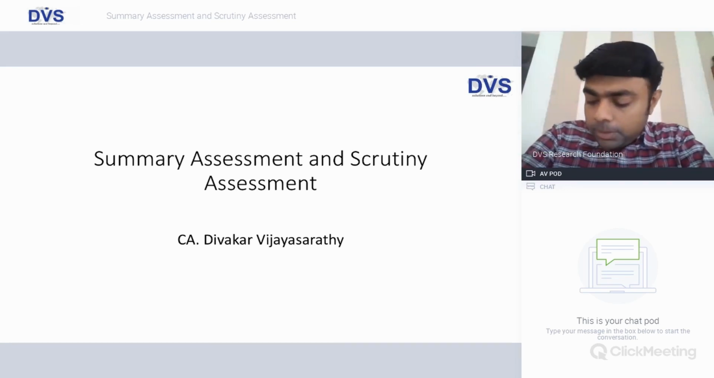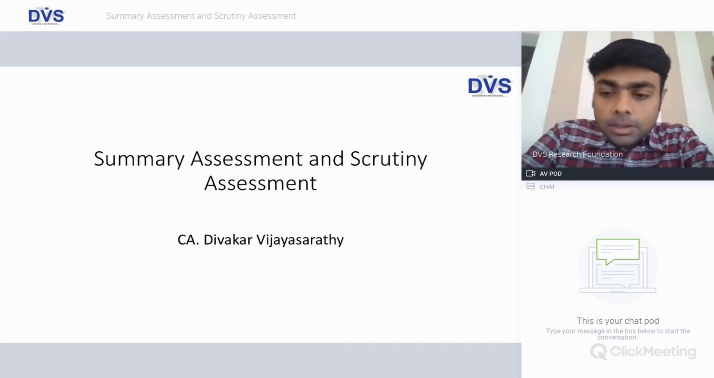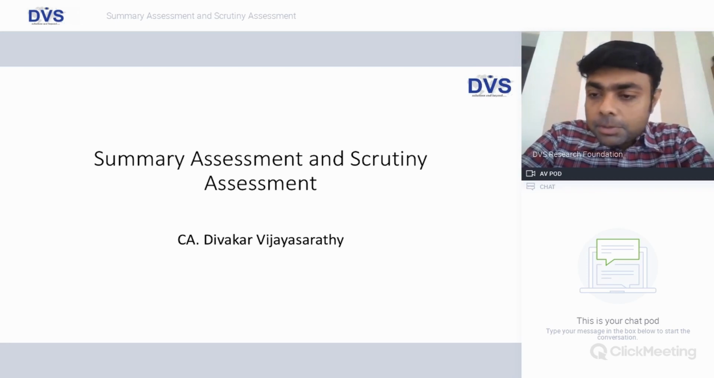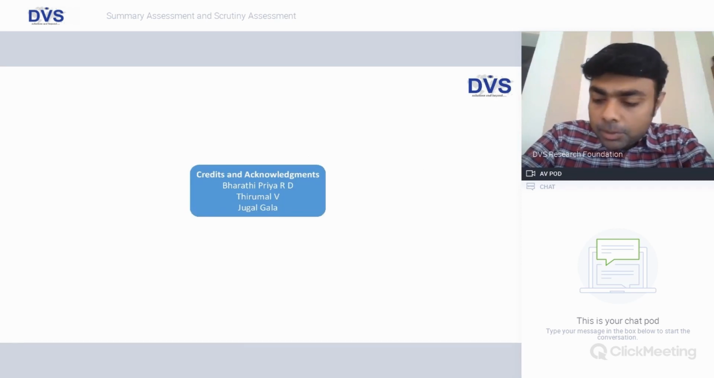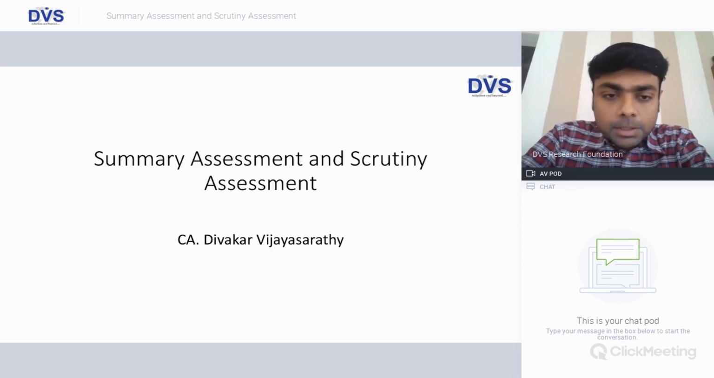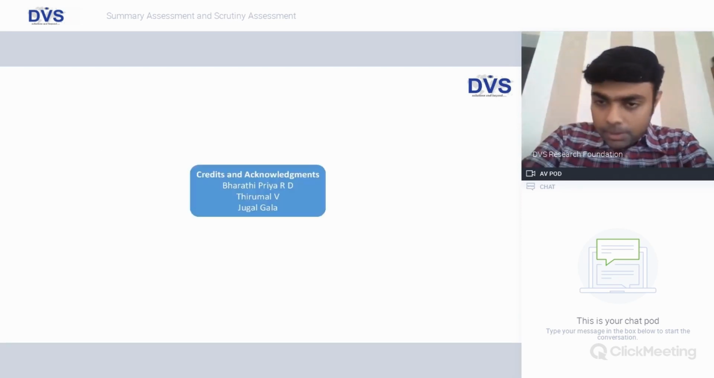So from today we're starting our series on assessments and assessment procedures under the existing income tax law. And we would be starting off with summary and scrutiny assessments at the high level, more to look at what are the legal provisions and also a brief overview of the return filing process under income tax.